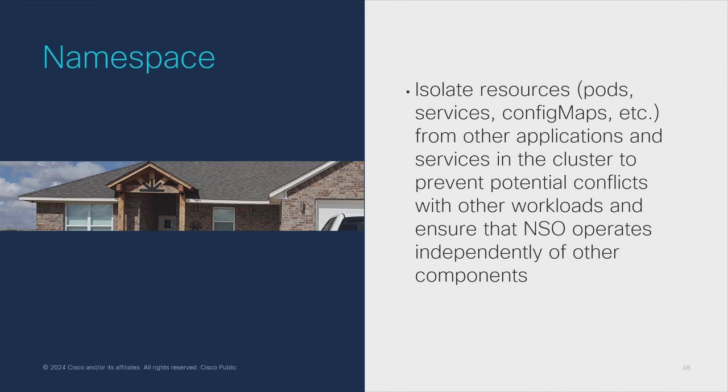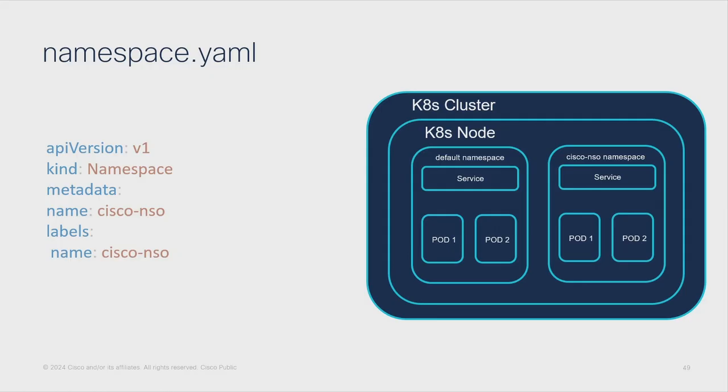And that's exactly the concept of namespaces in Kubernetes. We get this logical separation of resources. You can see that in the picture on the right-hand side here. And on the left-hand side, we see our very simple YAML manifest that says nothing but, well, we want to create an object of type namespace, and we need to give that object a name. And in our case, it's going to be called Cisco NSO.